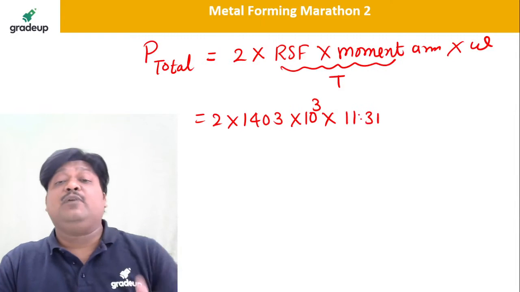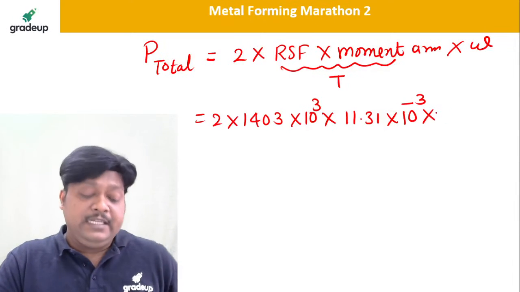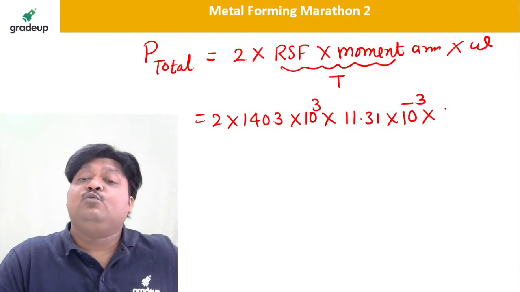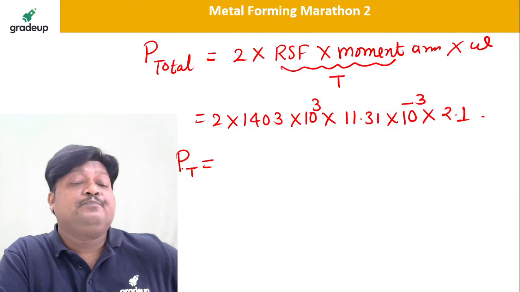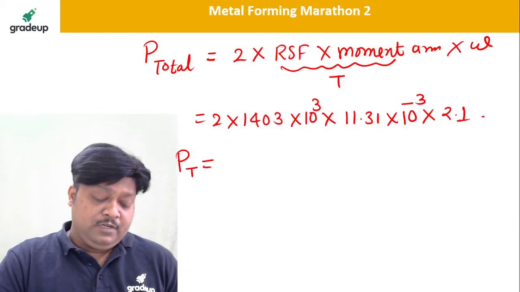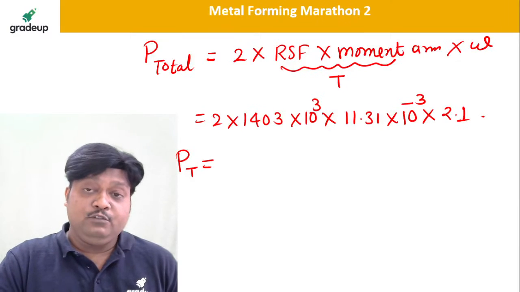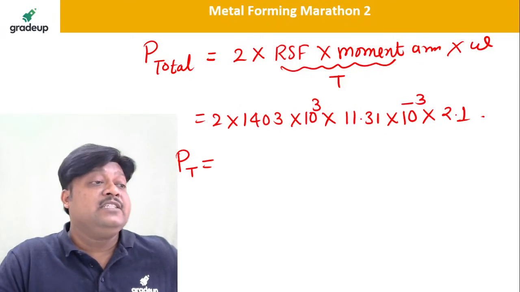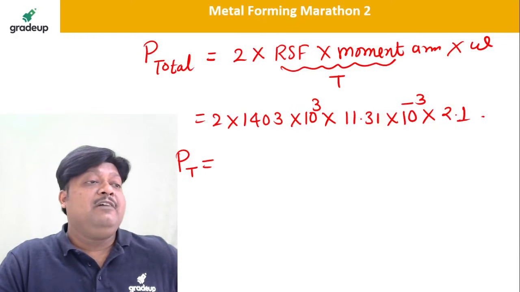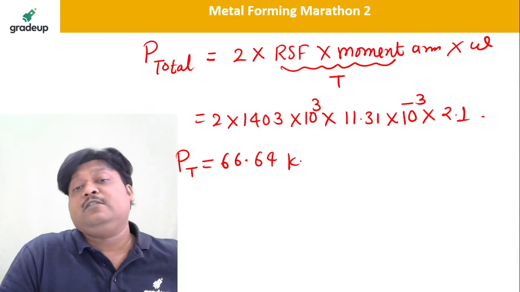I am calculating the power, so definitely I have to take this distance in meters, into 10 to the power minus 3, into omega, 2.1 radian per second. Then tell me the total power. 1403 into 2 into 11.31 into 2.1. It is coming as 66 kilowatt. Total power, how much is it coming? 66.64 kilowatt. Check it out.